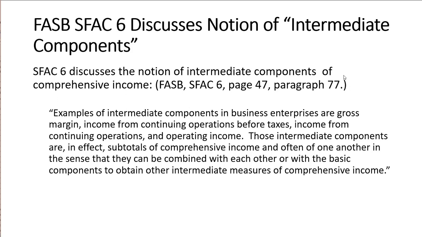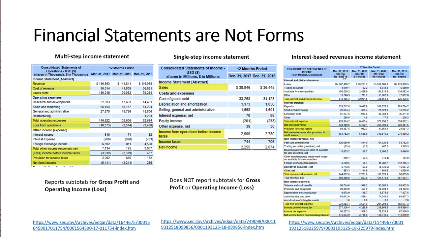Those intermediate components are in effect subtotals of comprehensive income and often of one another, and so on. So you can read that. What they're saying is that financial statements are not forms. So in SFAC 6, on the income statement, there are 5 concepts that are defined: revenues, expenses, gains, losses, and comprehensive income.